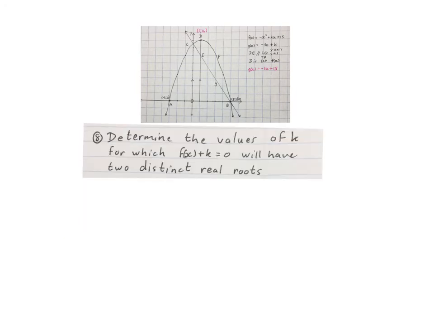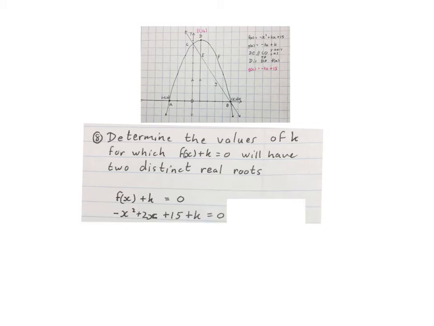The next question asks, determine the value or values of k for which f of x plus k is equal to 0 will have two distinct real roots. So we can write it down like that. Rewrite the formula of f of x and then plus k equals to 0.